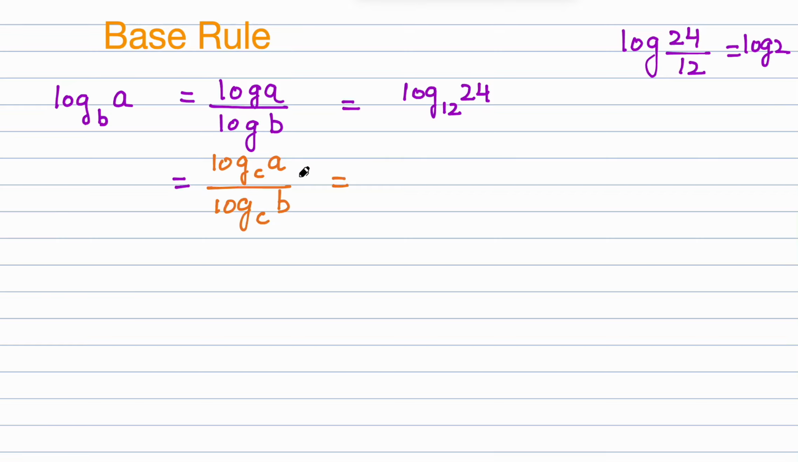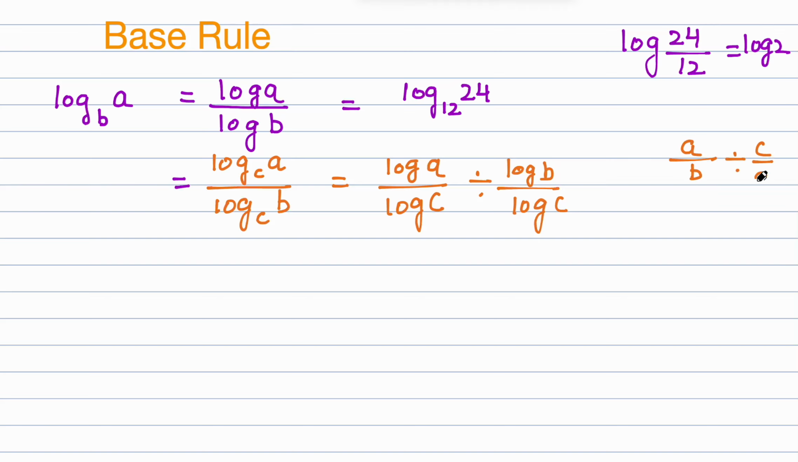Let's see why. If I take it as a different base and value thing and apply the base rule, that will be log of a divided by log of c, and this is further divided by log of b over log of c, right? Now if you remember the simple fraction rule, if a by b is divided by c by d, then we reciprocate the second part and it becomes like this, right?